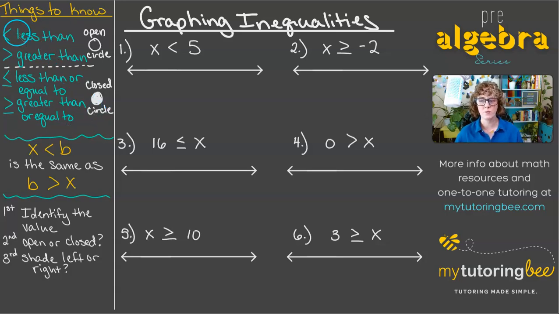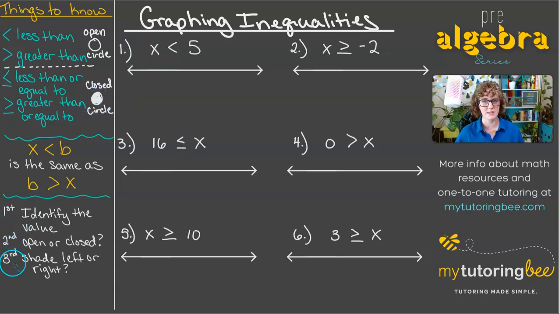All right, so when we do have less than or greater than symbols without that line underneath that also indicates equal to, we're going to be using an open circle. And if they do have that line underneath, then that's going to indicate that it could also be equal to that value. So we're going to use a closed circle. But let's go ahead and get started with this first one.